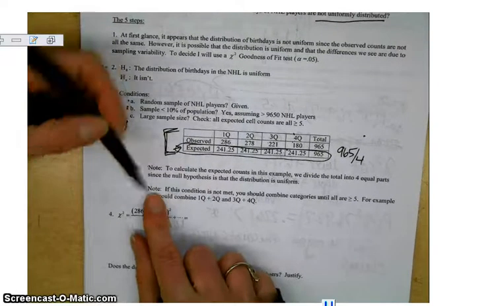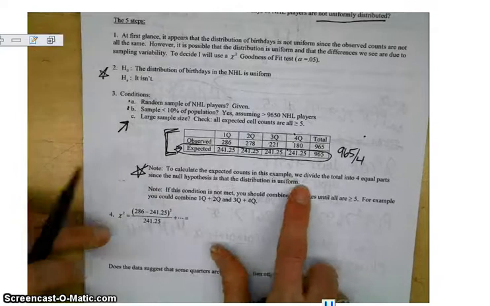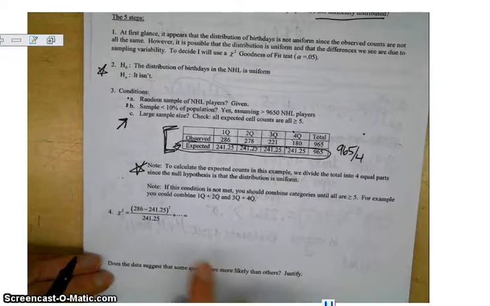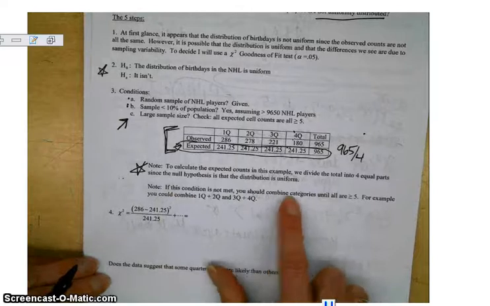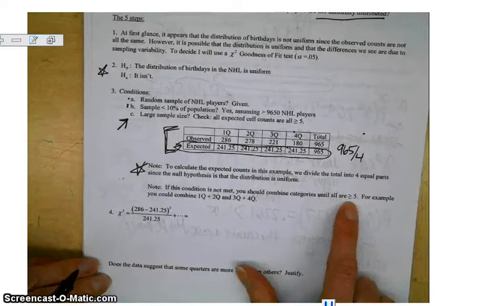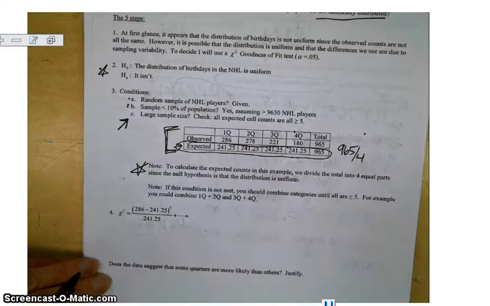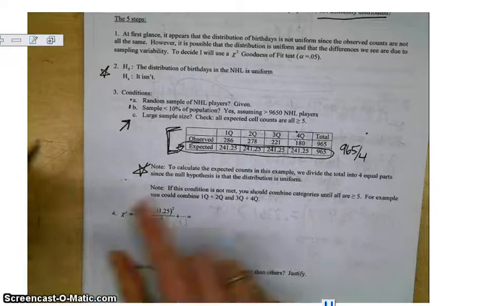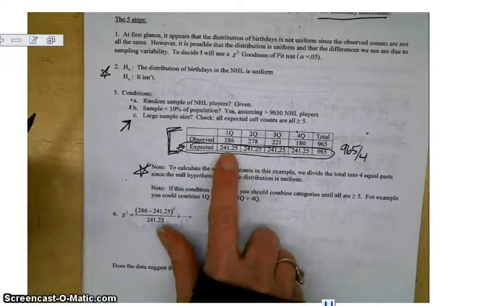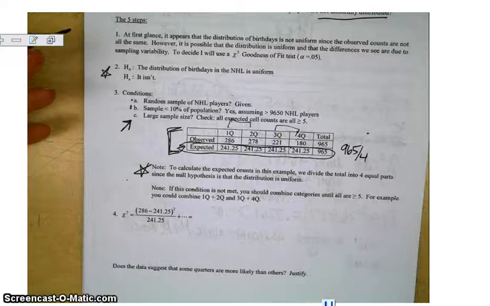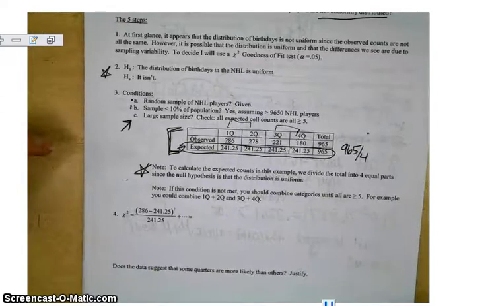All right, so to calculate the expected counts in this example, we divided the total into 4 equal parts, uniform. And if this condition is not met, you should combine categories until they're all greater than 5. So if you have expected counts that are less than 5, you need to combine categories together. Like if one of these was less than 5, you'd combine these two and go by halves of a year. That's kind of what you have to do until all expected counts are greater than 5. That's how you make the conditions be met.